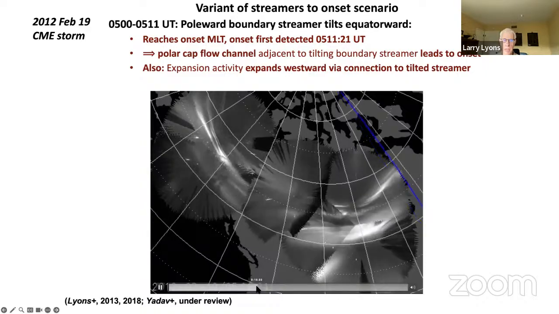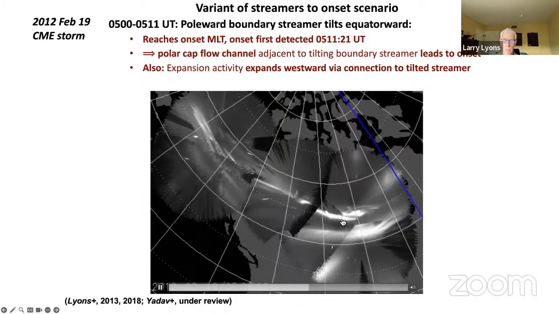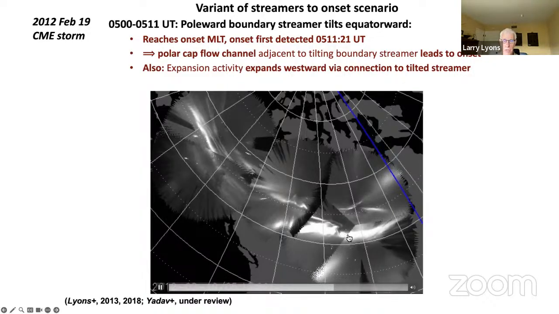we get the substorm onset. Did you see that? Let's try that again. Here it comes, moving equatorward, moving equatorward. There's a flow channel adjacent to that. And when that flow channel gets close, it leads to the onset.